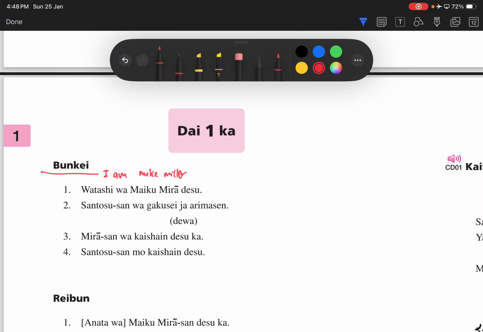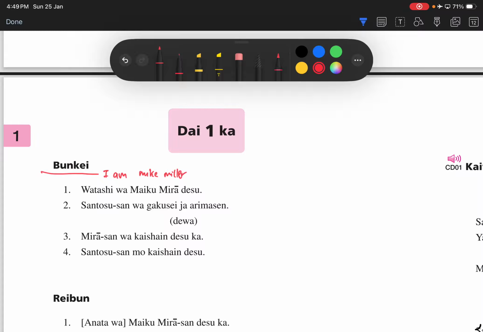Even for Chinese names, just now I said Wei, but they don't want to adopt that. Instead my teacher says just say we. So the way they use it is very weird. So, watashi wa Mike Miller desu. So I am Mike Miller. Number 2, Santo-san wa gakusei de wa arimasen.